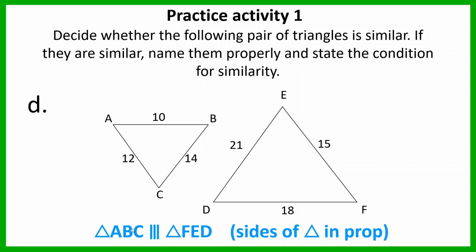So F matches A. Then B is opposite the medium length side. So over here, the medium length side is going to be 18, which is E. So E is second. And then C is opposite the shortest side. So over here, D is opposite the shortest side, so it goes last as well. And our reason is sides of triangle in proportion.